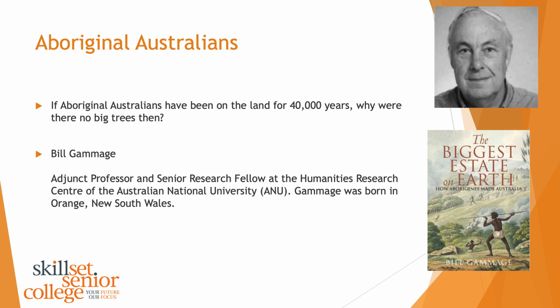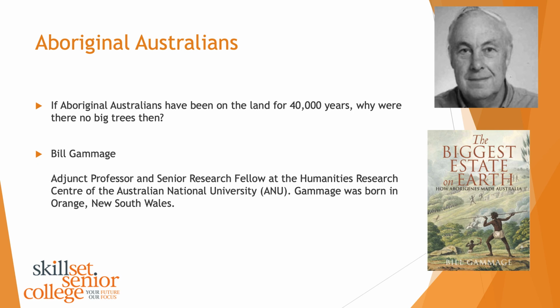Well, one of the people that actually figured this out, or contributed really quite well to our now understanding of it, was a guy called Bill Gammage. And he believed, if Aboriginal Australians had been on the land for 40,000 years, why were there no big trees then? Why was it different to what we see today? And Bill Gammage is an adjunct professor and senior research fellow at the Humanities Research Centre at ANU. And Gammage was born not too far from here in Orange in New South Wales.